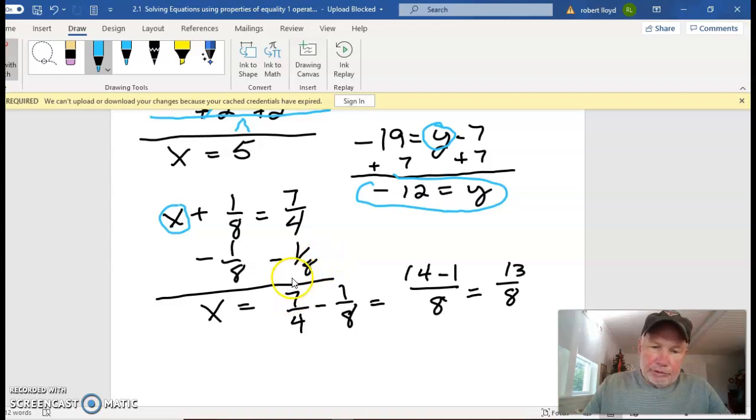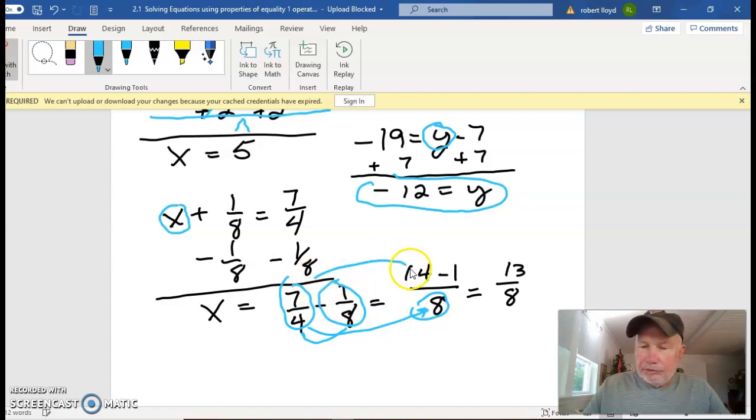So we have 7/4 minus 1/8. So the common denominator between 4 and 8 is 8. So 4 will go into 8 2 times, and we have 7 of them. So 7 times the 2 is the 14. 8 goes into 8 once. 1 times the -1 is -1. Now we have both fractions changed to the common denominator, so 14 minus 1 is our 13/8.